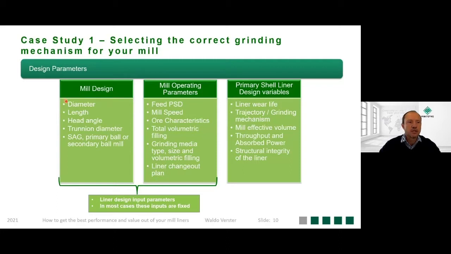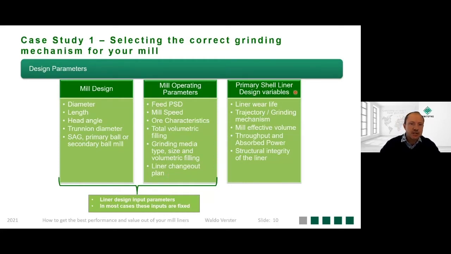On the mill design side, it is the geometric properties of the mill. The diameter of the mill, the length, the head angle, the trunnion diameter, and also the type of mill. On the mill operating parameter side, we take into account the feed particle size distribution, the mill speed or the percentage of critical speed that the mill is being operated at, the ore characteristics, the total volumetric filling of the mill, as well as the volumetric filling of the grinding media inside the mill, and lastly, the liner changeout plan.